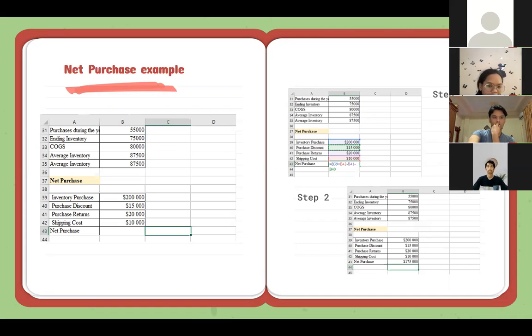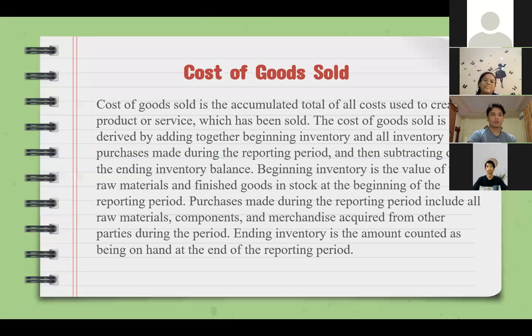So in order to get the net purchase as the formula that we took before, in the Excel, we are going to take the cell B39 plus the cell B42 minus the cell B41, and finally minus the cell B14. So as you can see in our slide, on the left side, in step 1, there is the formula already. So in step 2, we can get the amount, which is actually $175,000. Now let's move to the cost of goods sold formula.